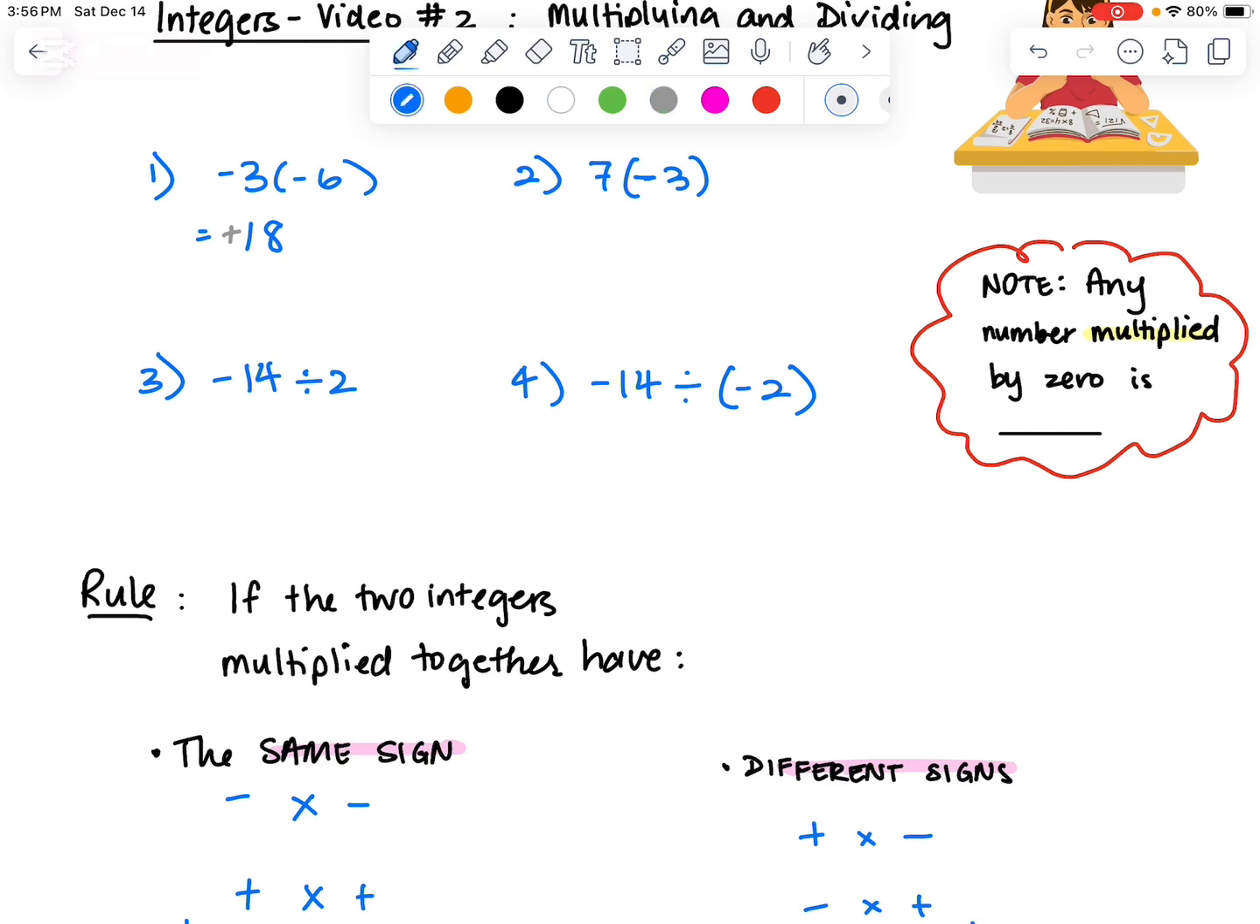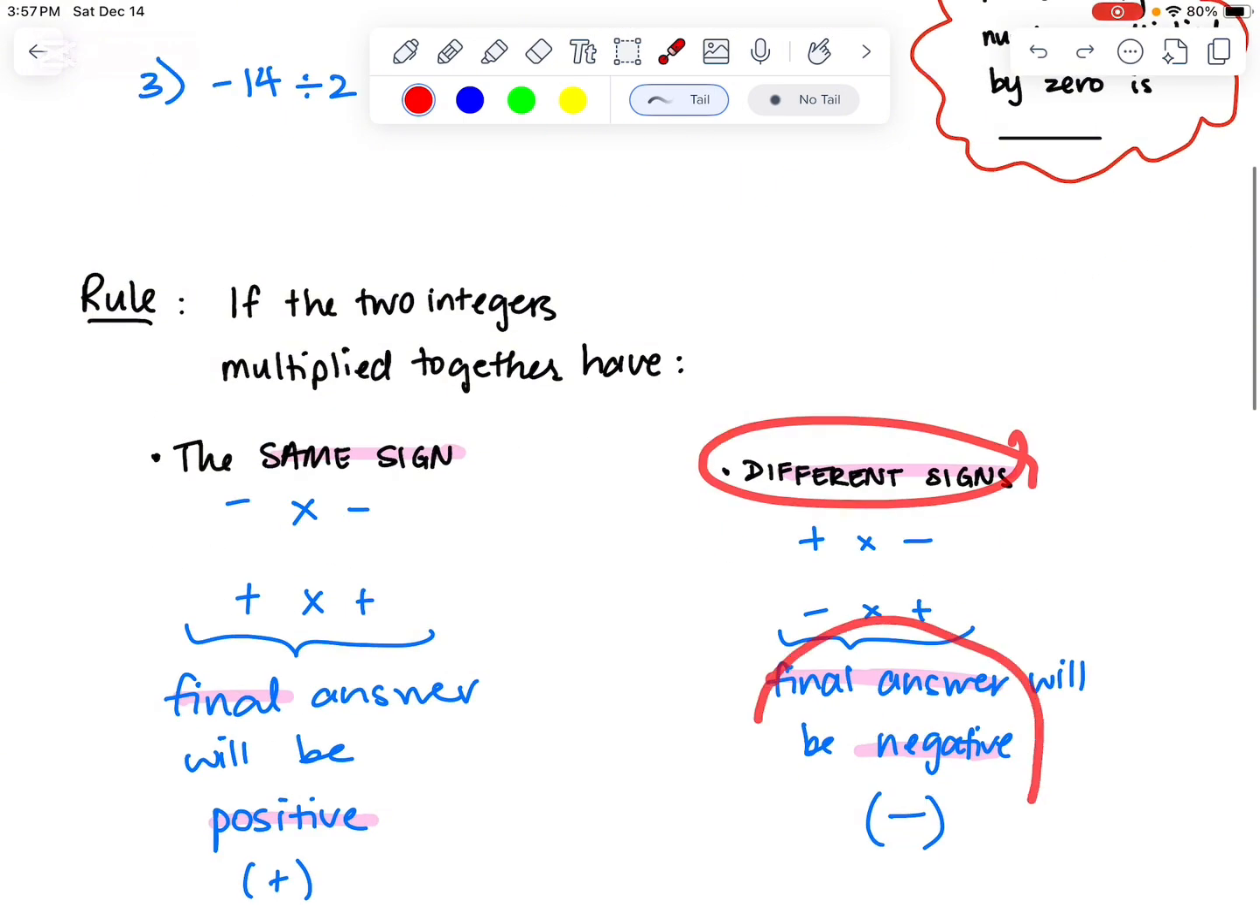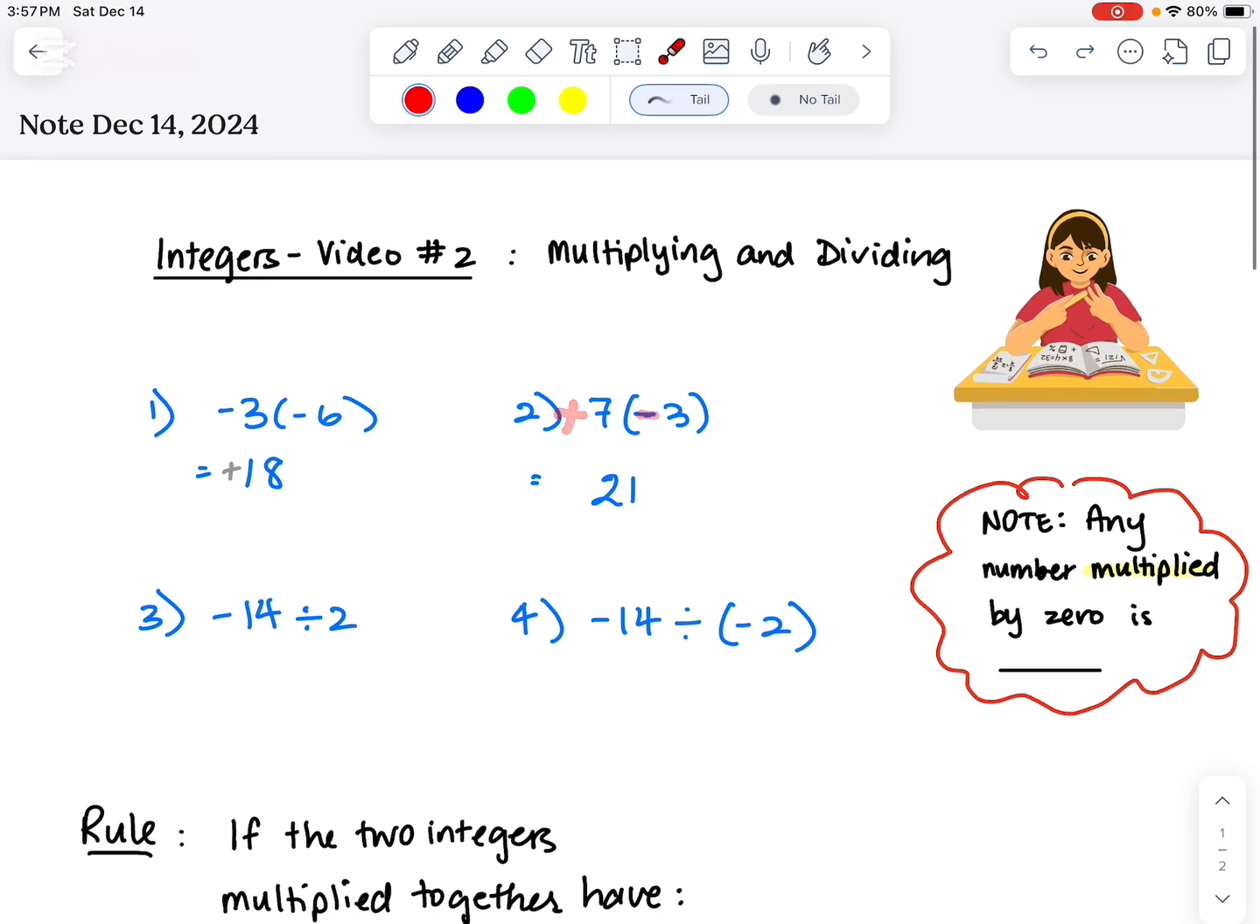So moving on to the next question, again, I'm going to ignore the sign for now. I'm going to do 7 times 3, which gives me 21. And now because the signs are different, one's a plus and one's a minus, I know that my final answer is going to have a negative sign. So I'm going to go ahead and put a negative sign right in front of it.